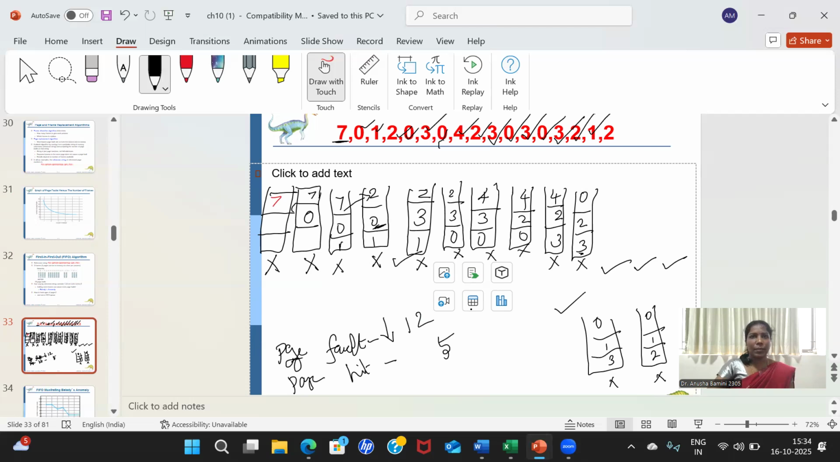This is the answer for the first algorithm, the FIFO page replacement algorithm. Okay. Then this first one is over. Then we come to the next algorithm.